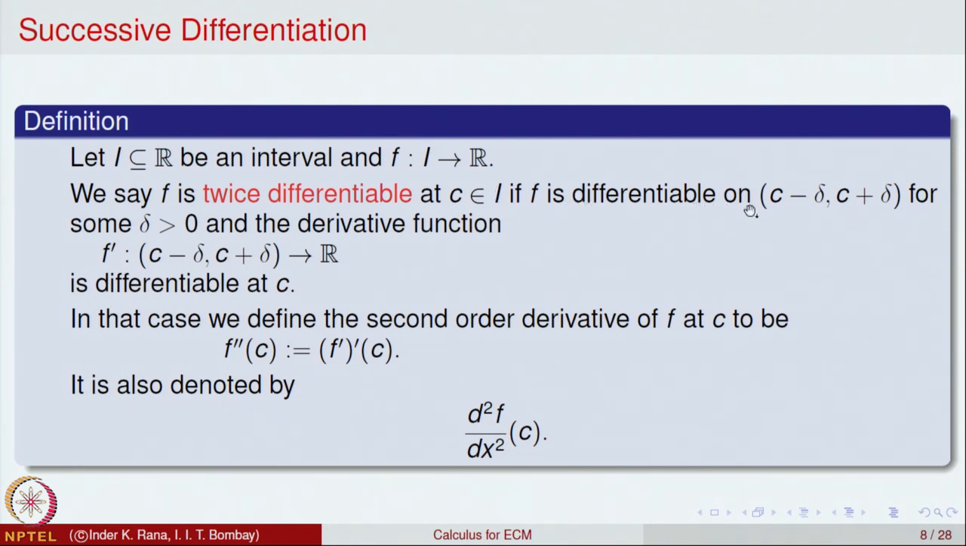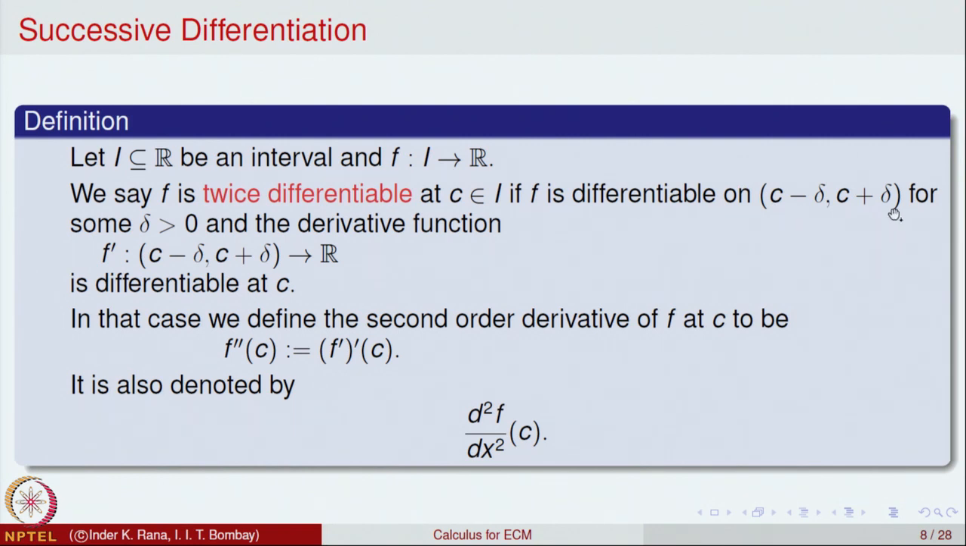It is said to be twice differentiable at C if f is, first of all, differentiable in an open interval around the point C, in a neighborhood. So, first of all, this is a condition that f should be differentiable at all points in a neighborhood of the point C. So, what is a neighborhood? It is an open interval around the point C of length 2 delta. So, it will be C minus delta to C plus delta. So, f should be differentiable in a neighborhood of the point C.